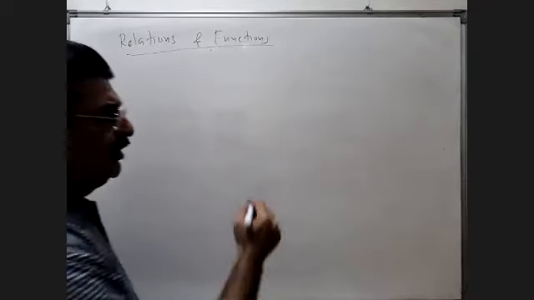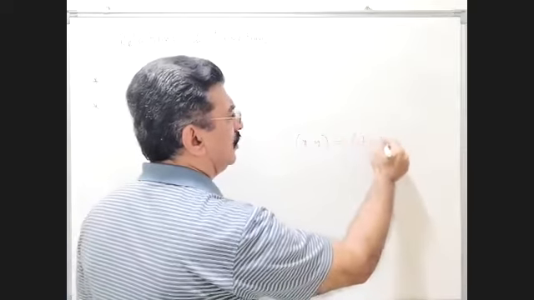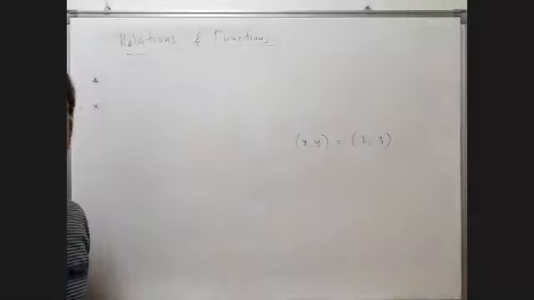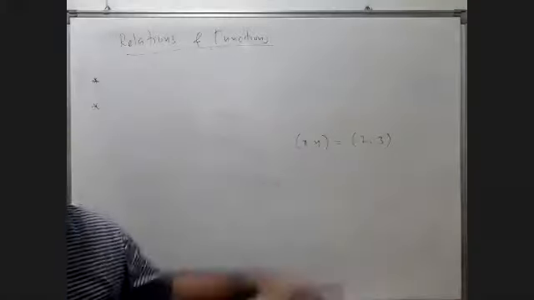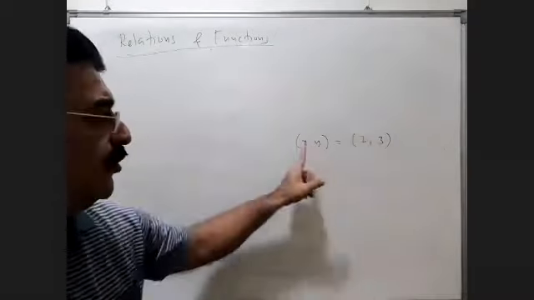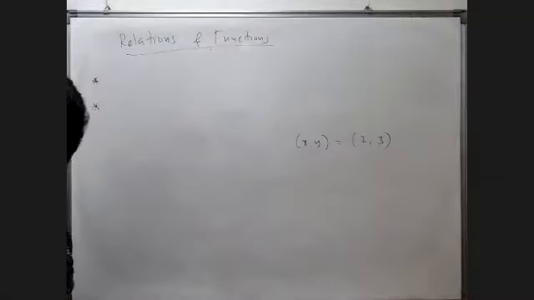This means, if (x, y) is equal to (2, 3), what is the value of x? x will be 2 and y is 3, because of the corresponding elements. Only if they are equal do we say the ordered pairs are equal. You learned this in lower classes.